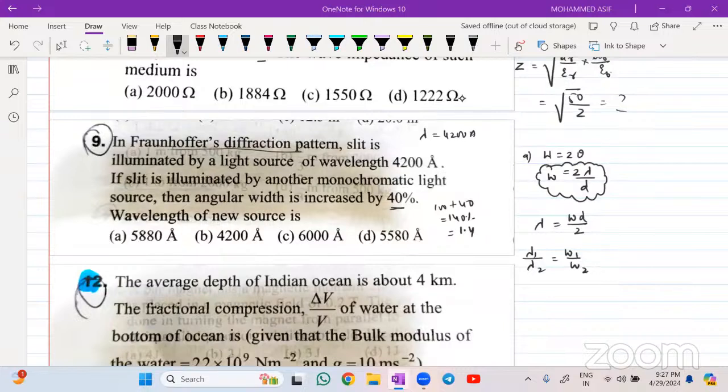So I can calculate the value of lambda 2. Lambda 2 will be equal to lambda 1 into W2 divided by W1. W2 is increased by 40%, so it is 1.4 times W1. Lambda 1 is 4200, and lambda 2 is 1.4 times W1 divided by W1. W1 gets cancelled, so it is 4200 multiplied by 1.4. Whatever answer you get, that will be the answer. Clear, madam? Chalo.